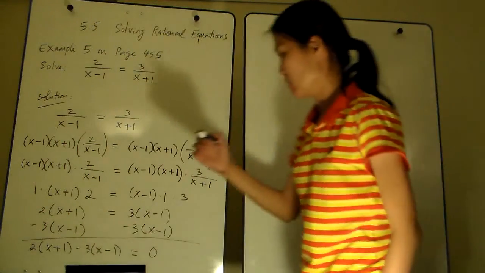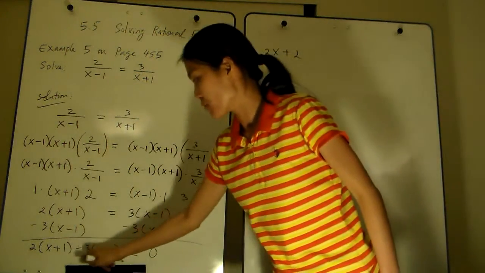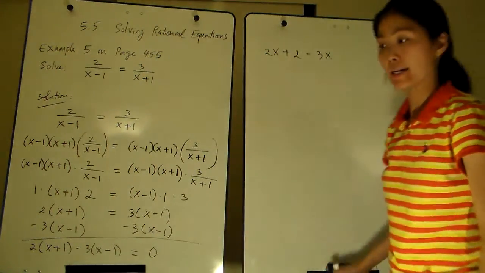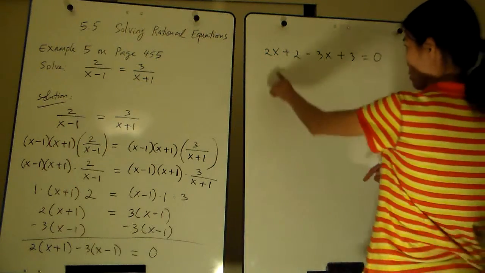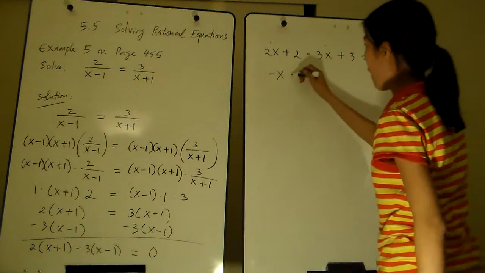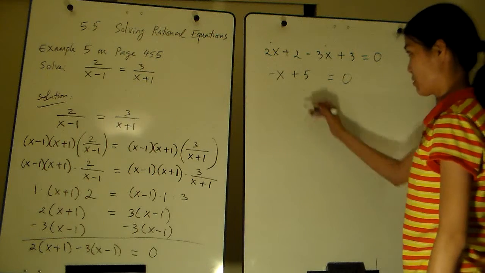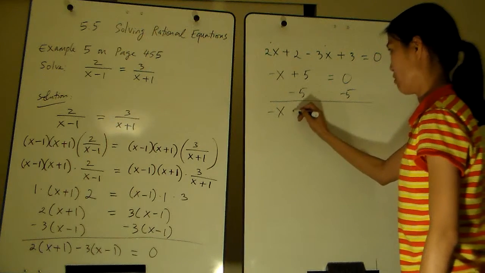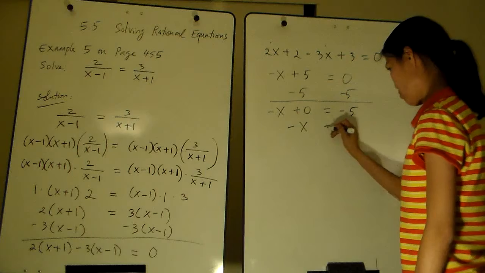So distribute. 2 times x is 2x. 2 times 1 is positive 2. Negative 3 times x is negative 3x. Negative 3 times negative 1 is positive 3, equal to 0. Then simplify the like terms. 2x and negative 3x combine to negative x. 2 plus 3 is 5, equal to 0. To solve for x, you need to subtract 5 on both sides. So this becomes still negative x; 5 minus 5 is 0, equal to 0 minus 5, which is negative 5. Simplify: negative x equals negative 5.